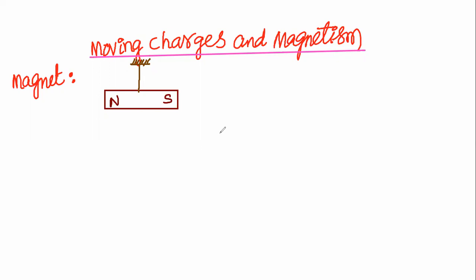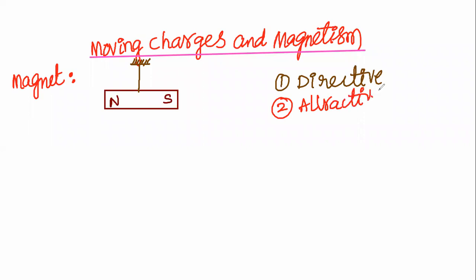The magnet has some properties. One is the directive property. What is directive property? It shows the geometrical north and south directions. Second one is the attractive property. Similar poles repel one another, and opposite poles attract one another. Third one is called the inductive property.